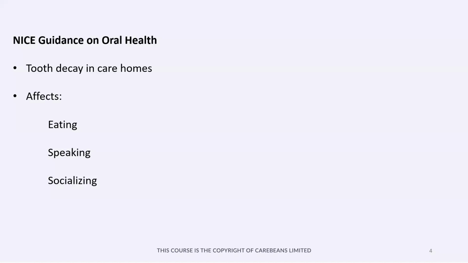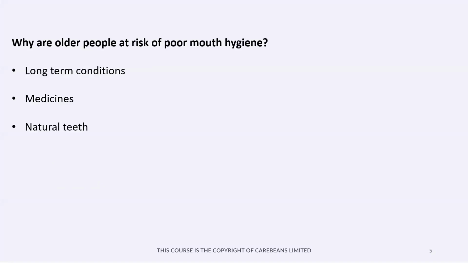Poor oral health can affect eating, speaking and socialising. So it can affect people's ability to eat properly and to eat well and comfortably, to speak and to socialise normally. If you feel you've got poor mouth care, you might not want to socialise. So it's a dignity thing. We just look at why older people are at risk of poor mouth hygiene. Of course, we all are, but older people are more at risk for the following reasons.